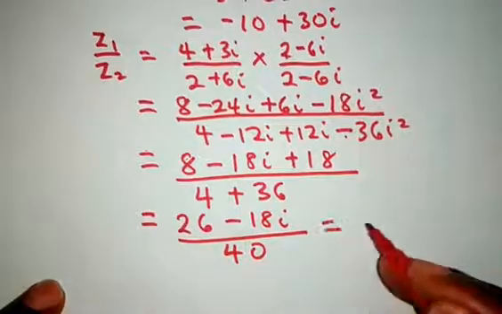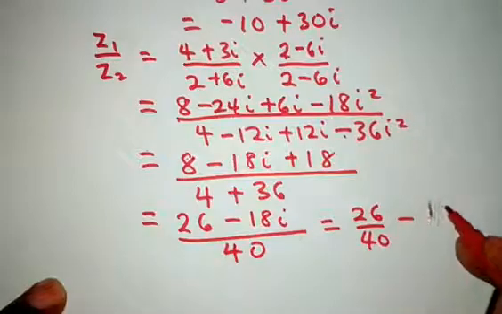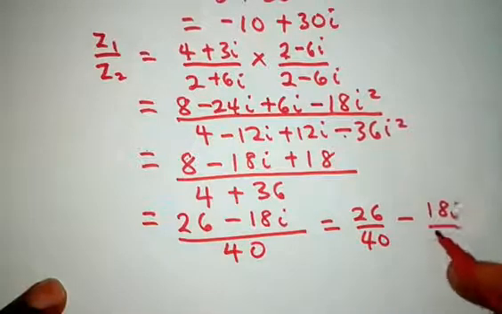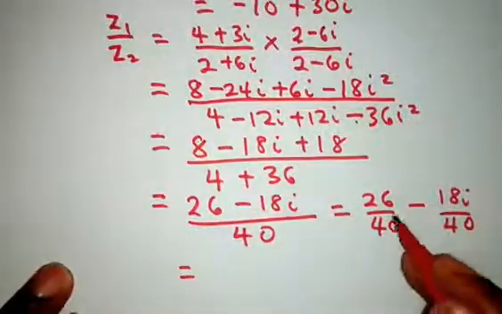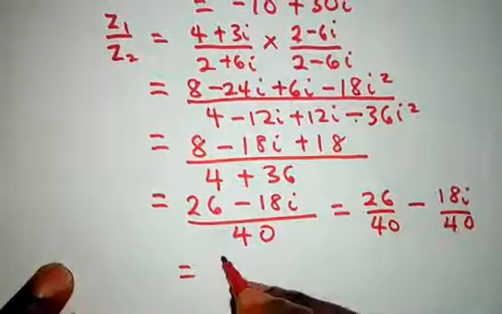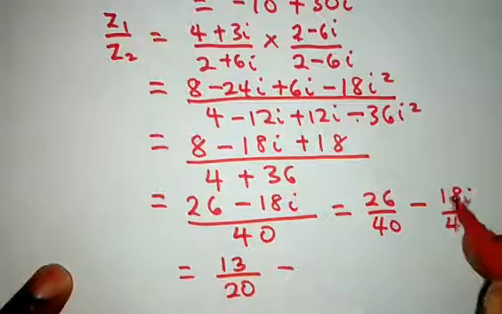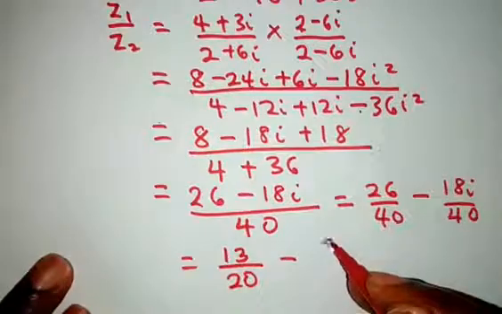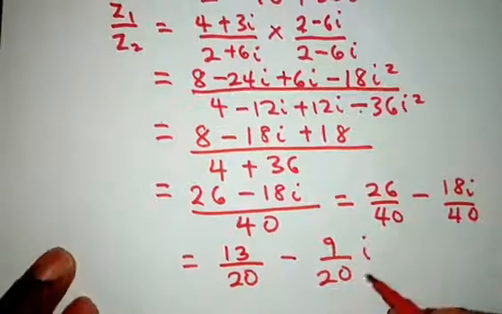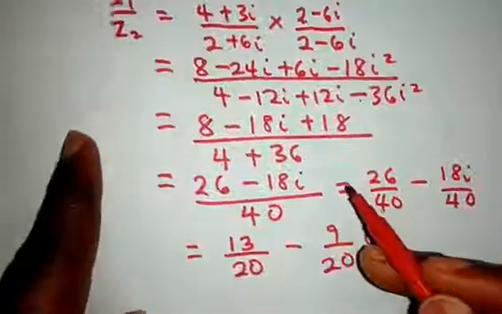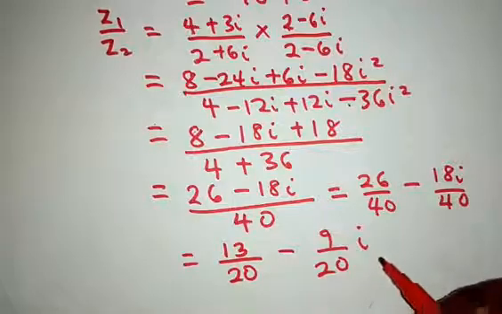And this can be written as 26 over 40 minus 18i over 40. You can also reduce it to the lowest terms. 2 in 26 is 13 over 20 minus 2 in 18 is 9 over 20i. And so z1 divided by z2 is 13 over 20 minus 9 over 20i.